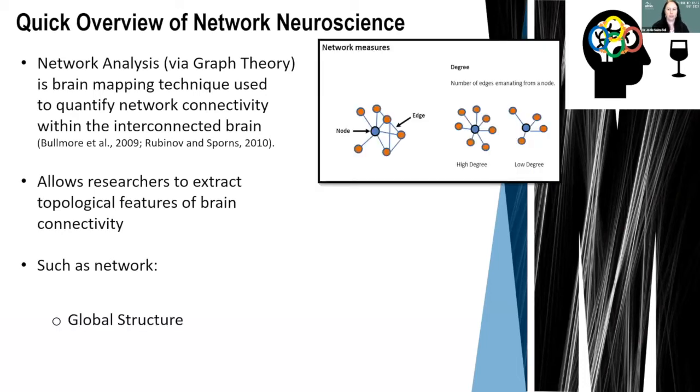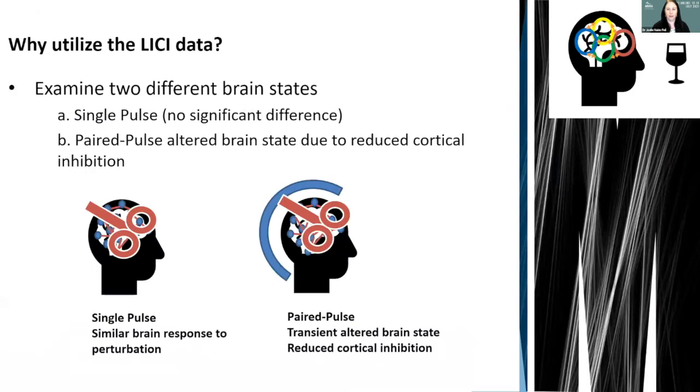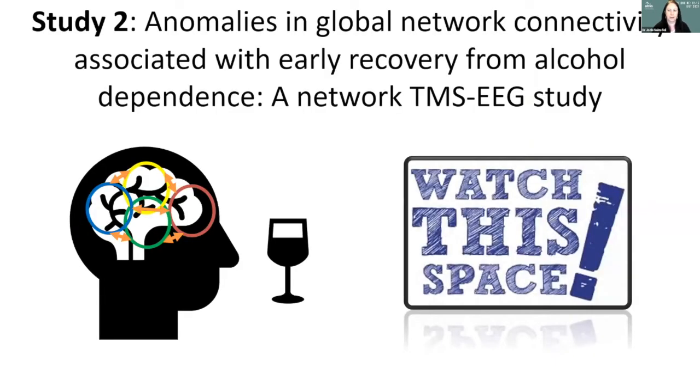So this includes looking at network features such as global structure, global integration, and global efficiency. Using the data from the earlier study, we could now start to examine the brain networks underlying alcohol dependence in early recovery and provide a characterization of the global network response to the single and paired pulse perturbation when TMS is applied to the frontal cortex. This led to our more recent paper, which is currently under revision, so hopefully it'll be published soon. What I'm showing you is really a sneak peek of this publication.